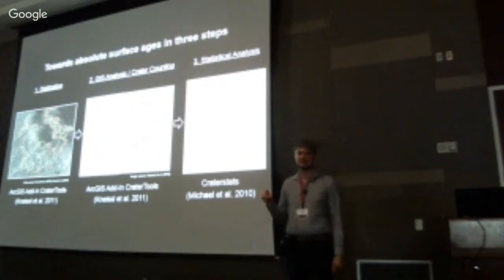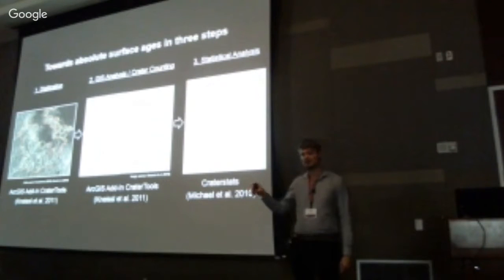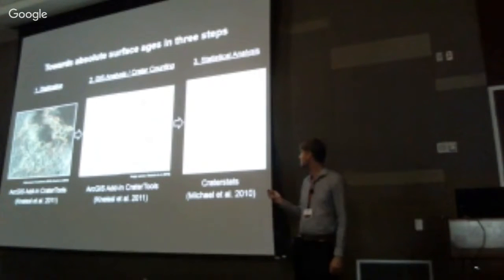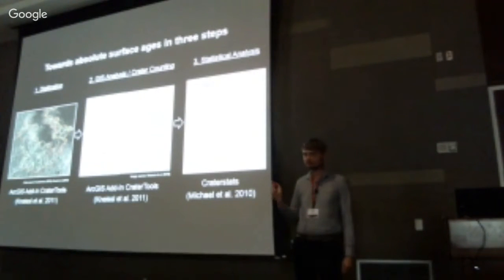This determines which craters are included in the dating procedure and which reference area is attached to each of the craters. And the third part is the statistical analysis, in which we analyze the crater size frequency distribution of our area of interest with crater formation rates.